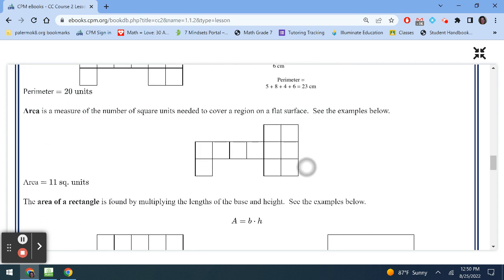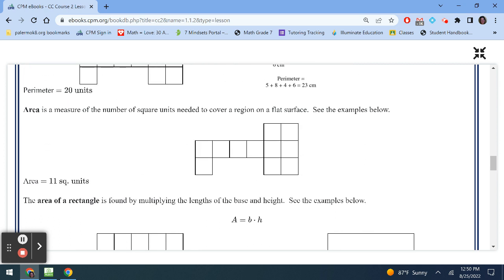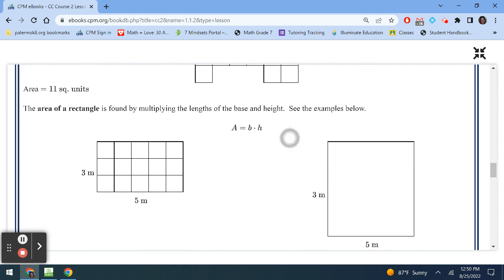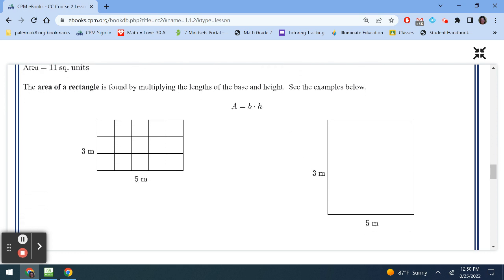So on this shape right here, this is again just like the tiles. And so we can count all of the squares, all of the tiles, and see how many there are. And that gives us the total area of this, which is 11 square units. Next, it talks about different shapes. So a rectangle is a four-sided figure that has two pairs of parallel sides.